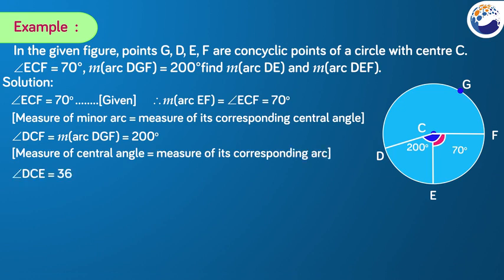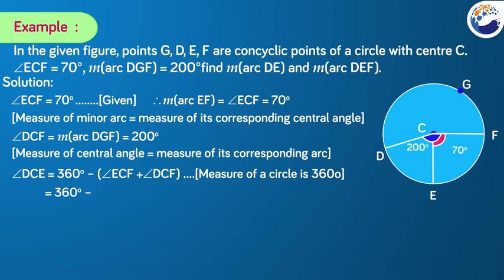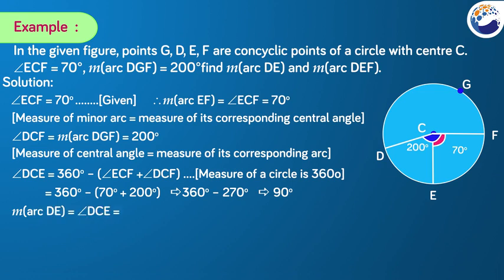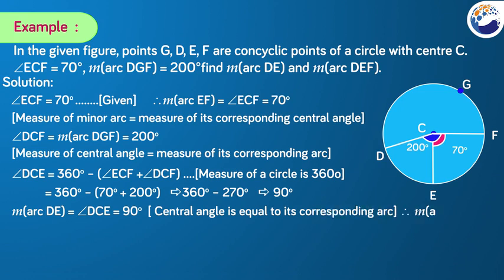Angle DCE is equal to 360 degrees minus (angle ECF plus angle DCF), since the measure of a circle is 360 degrees. This is equal to 360 degrees minus (70 degrees plus 200 degrees), which is equal to 360 degrees minus 270 degrees, which is equal to 90 degrees. Measure of arc DE is equal to angle DCE, which is equal to 90 degrees, since the measure of a central angle is equal to its corresponding arc. Therefore, measure of arc DE is equal to 90 degrees.